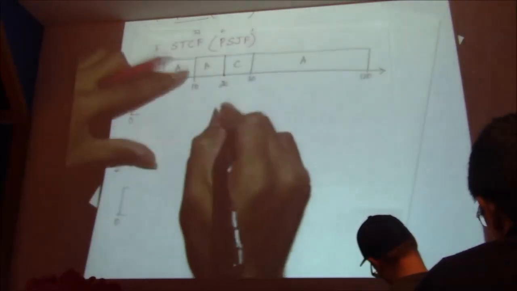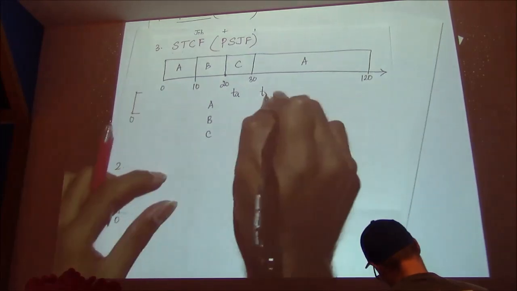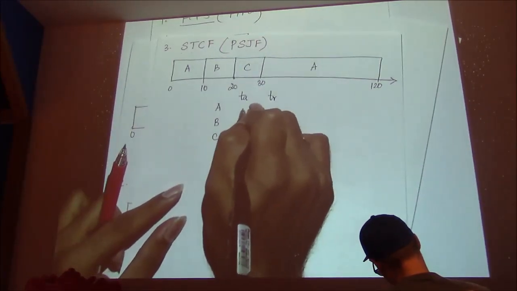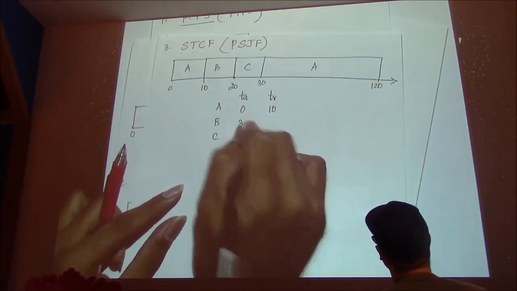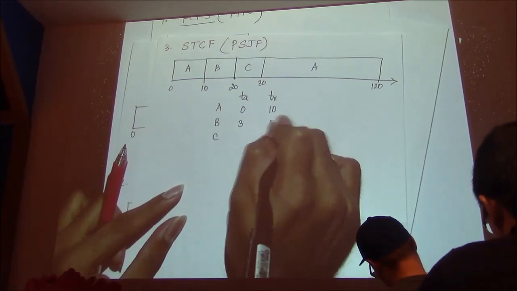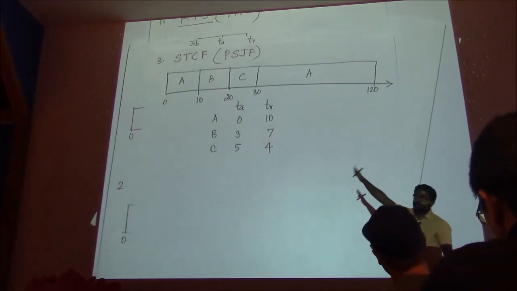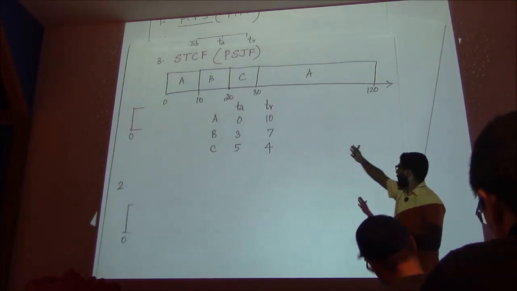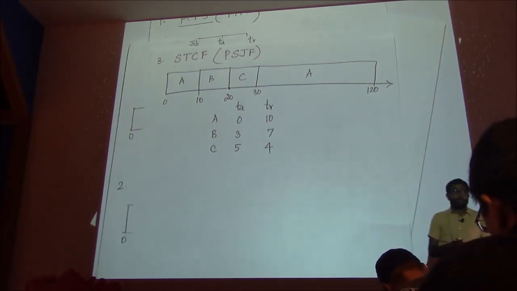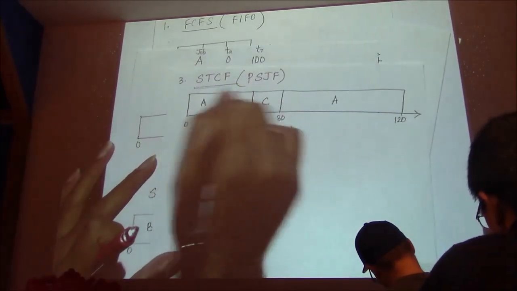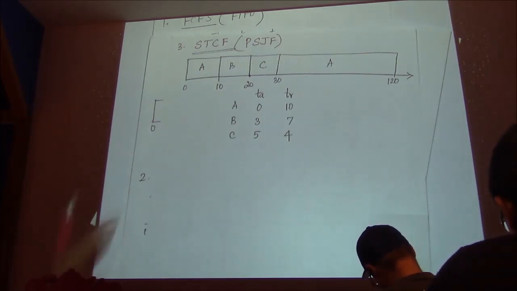So let's now assume, with this scheduling policy, what may be the A run time? Can you try figuring out, if this is the setup of the workload, A, B, and C arrive at time 0, 3, and 5 respectively, and they have the runtimes of 10, 7, and 4 respectively. What is going to be the schedule when we use the shortest time to completion first? Just try thinking about it, and then we'll try.